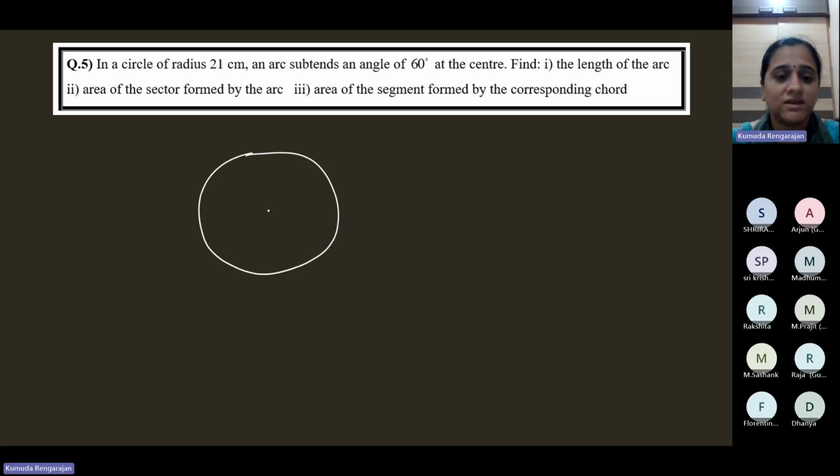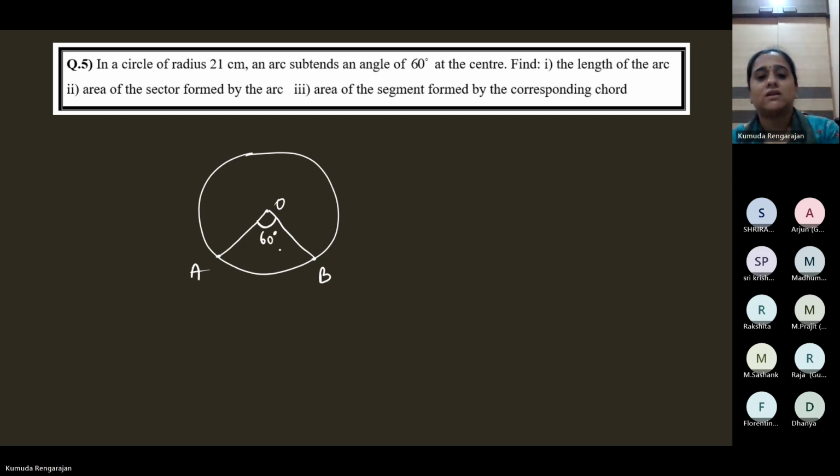Circle, center O, arc AB. Join the ends of the arc. The ends of the arc are A and B. Join them to the center of the circle. So join A to O and B to O. Now this is the angle subtended by arc AB at the center, which is given to be 60 degrees. With this information, we have to find the length of the arc. Because this arc subtends 60 degrees at the center, we need to find the length of this arc.